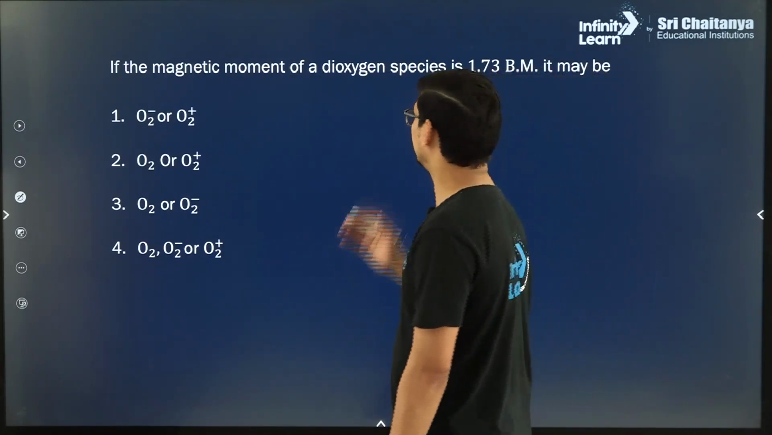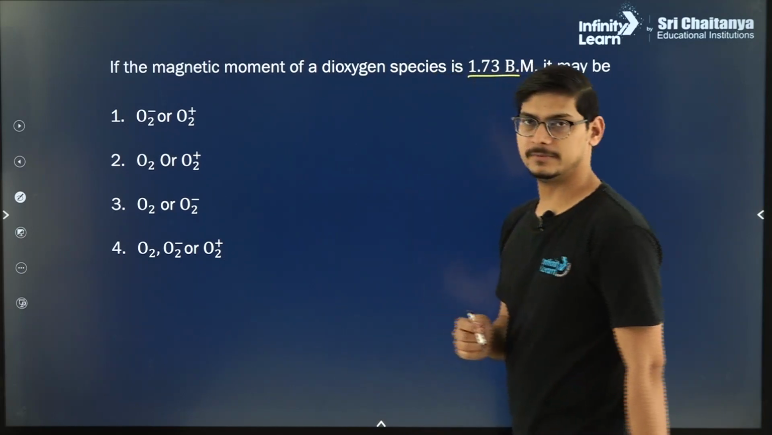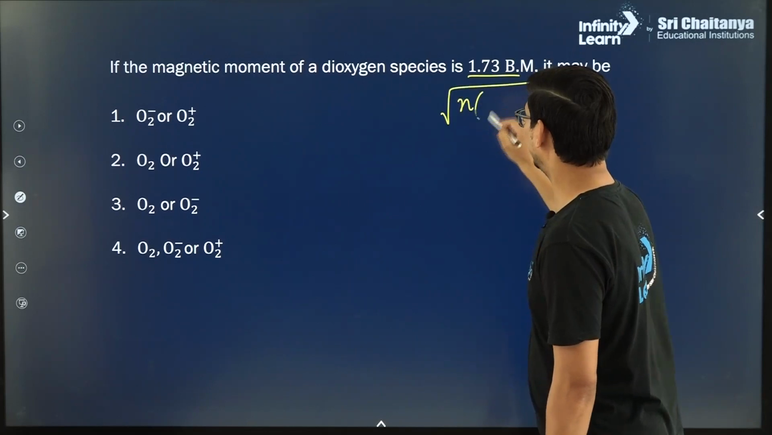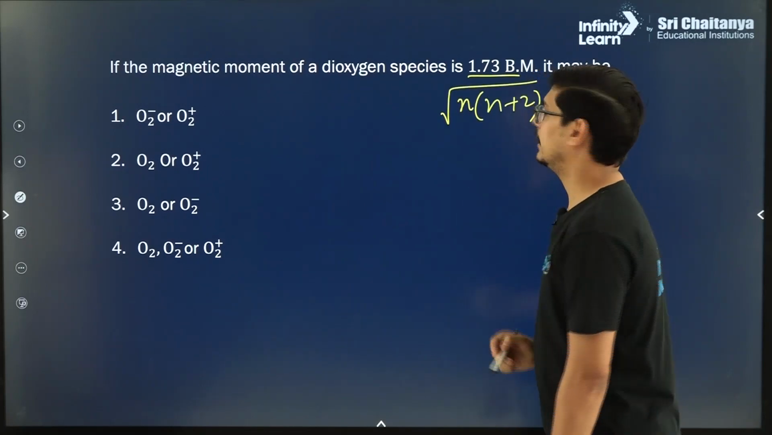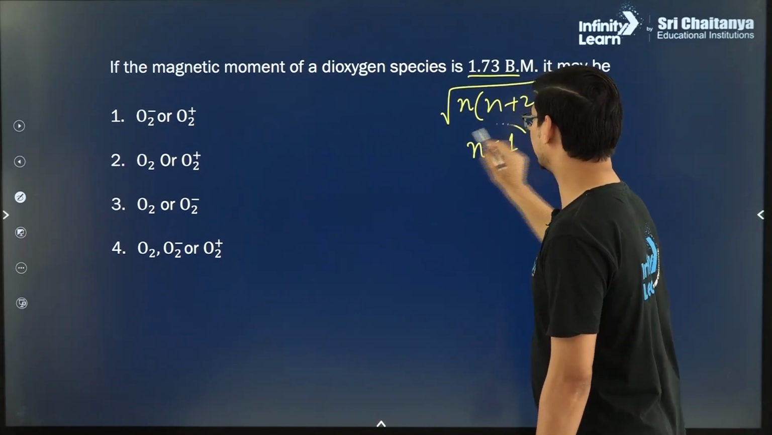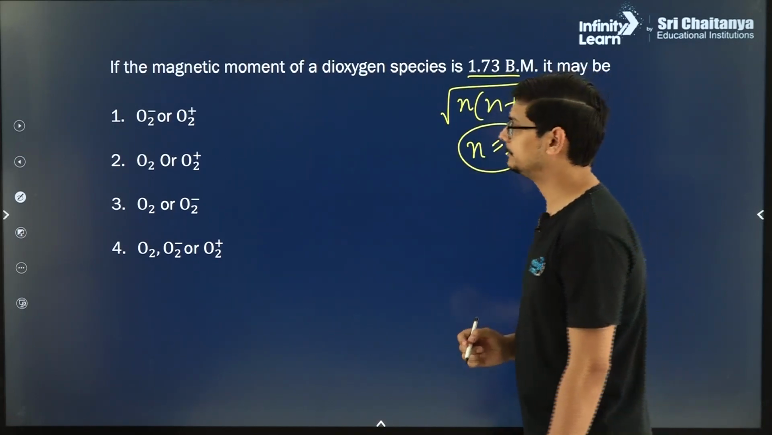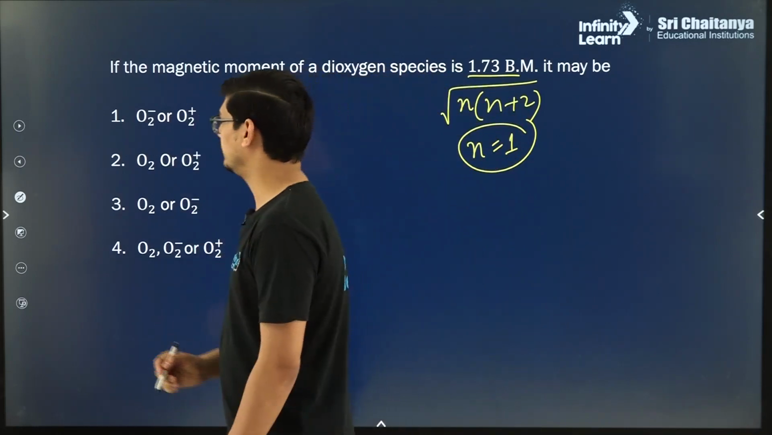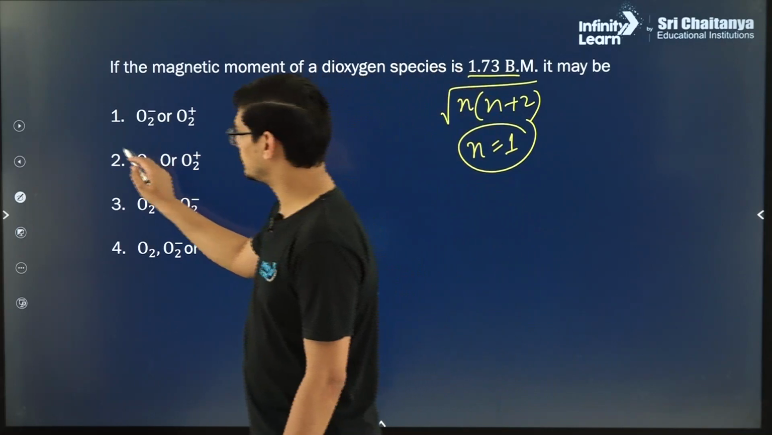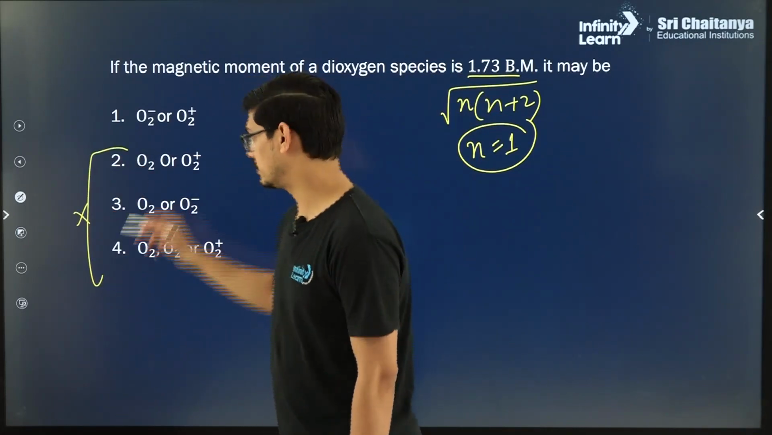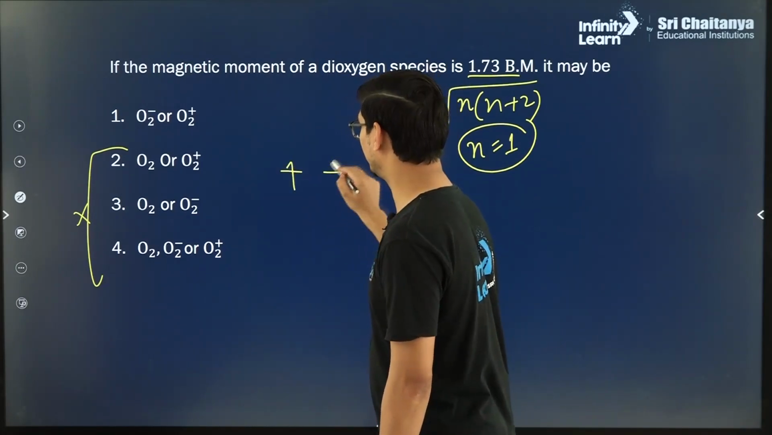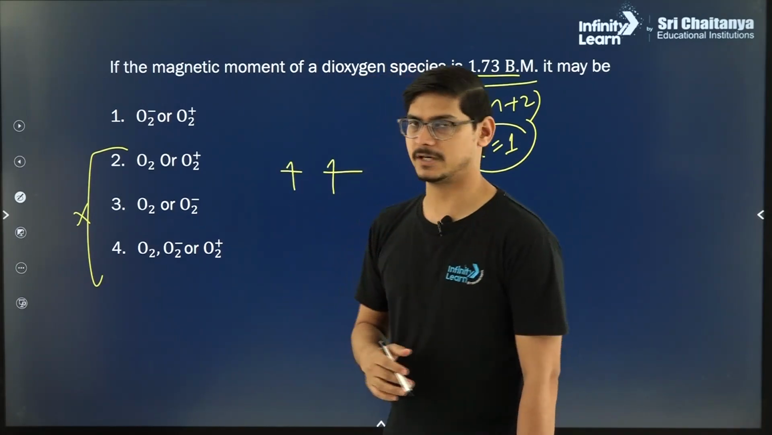The magnetic moment of a dioxygen species is 1.73 BM. Now, the spin-only magnetic moment is under root n into n plus 2, and if it is 1.73, it corresponds to the presence of one unpaired electron. So we just have to check in which pair both the species contain one unpaired electron. These three options are immediately ruled out because they all contain dioxygen, and we know that dioxygen has two unpaired electrons in pi star 2px and pi star 2py.